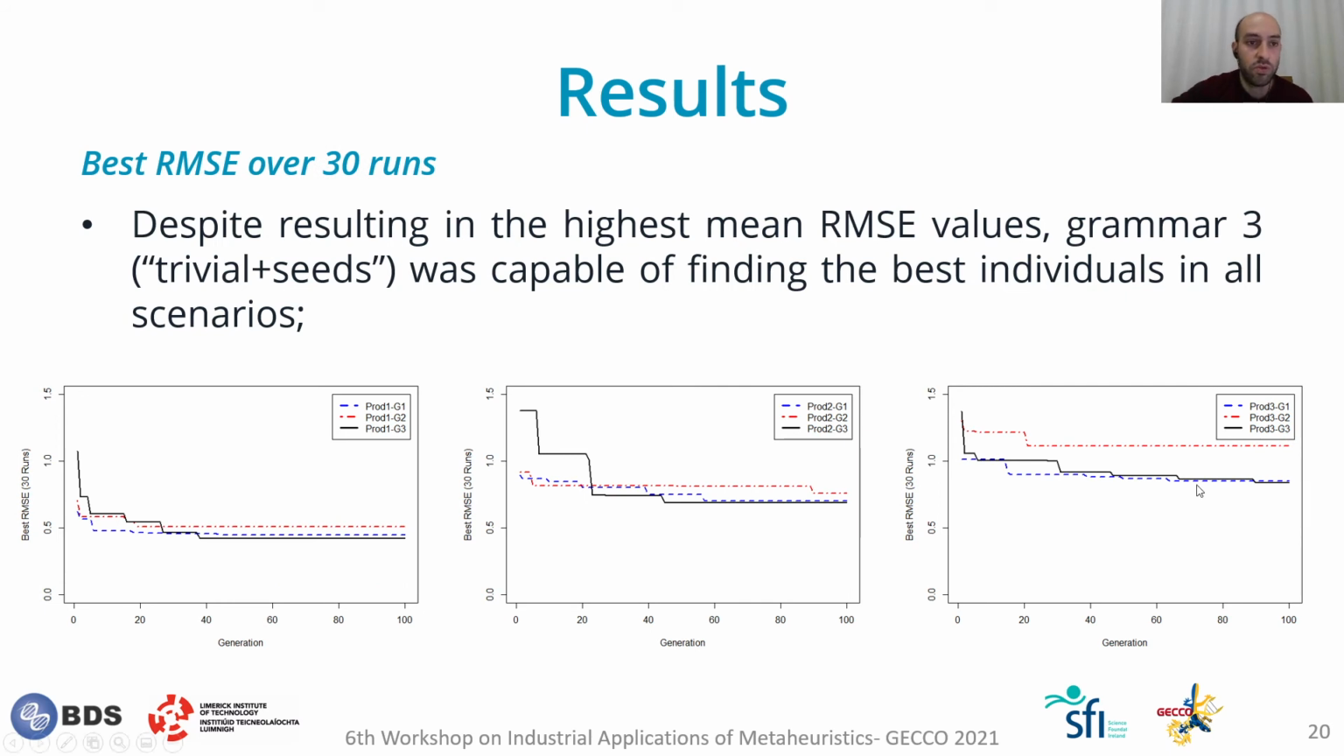However, despite resulting in the highest mean RMSE values, grammar 3, or the trivial plus seeds class of grammars, was capable of finding the best individuals in all scenarios. So here we can see the best RMSE over the 30 runs for each of the scenarios, and grammar 3 was actually capable of finding the best model in every case, for every different type of product.